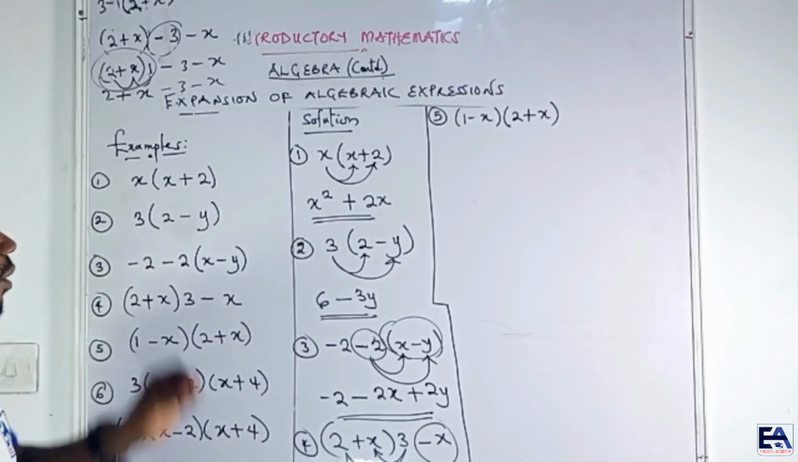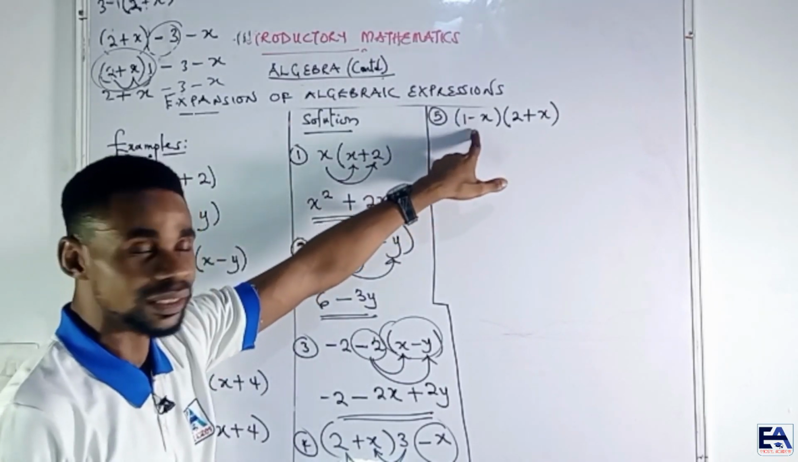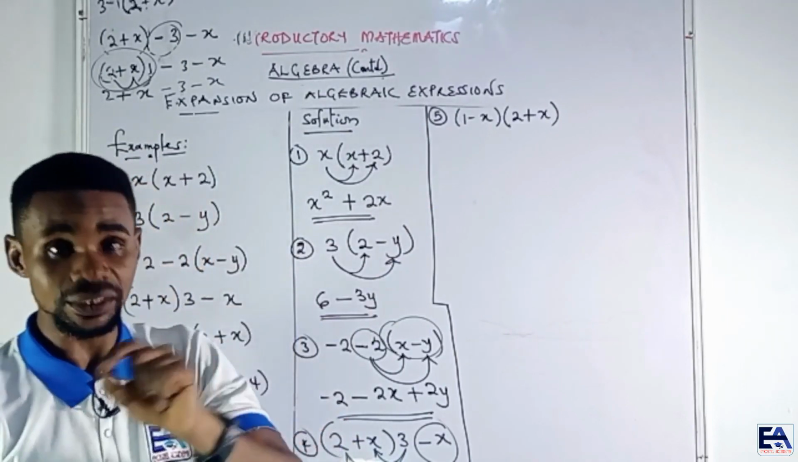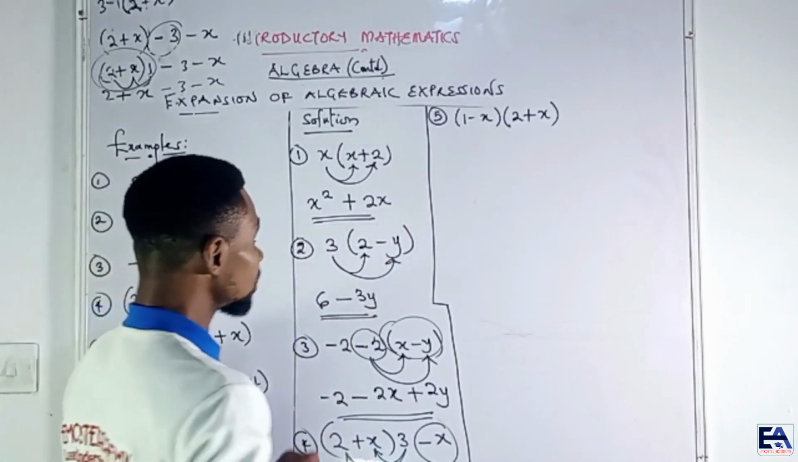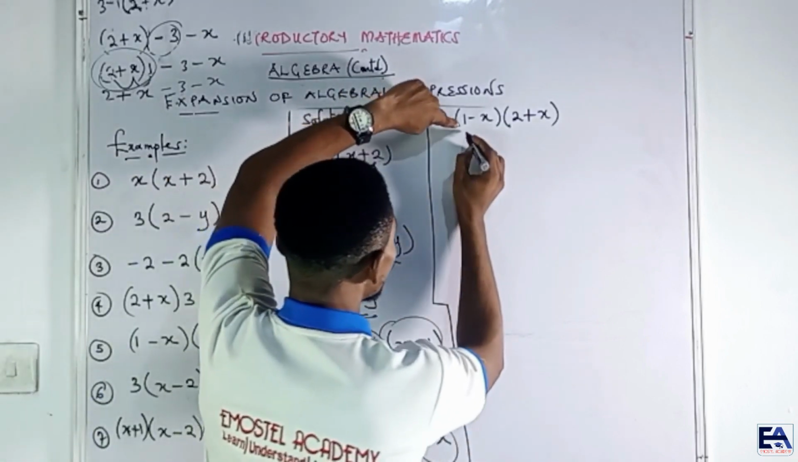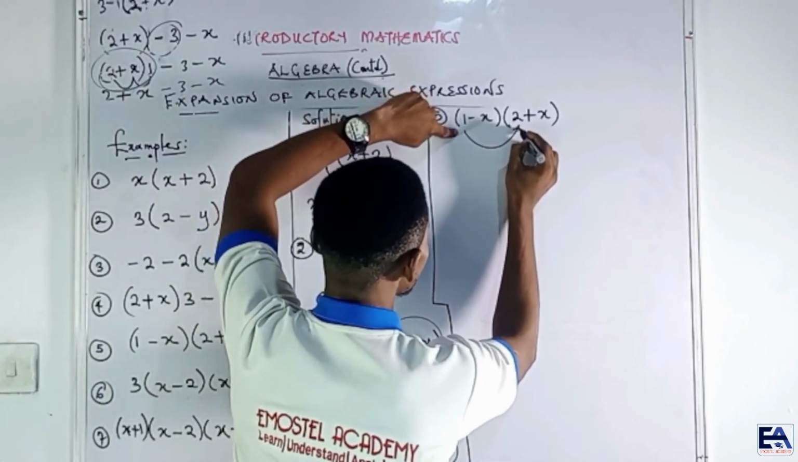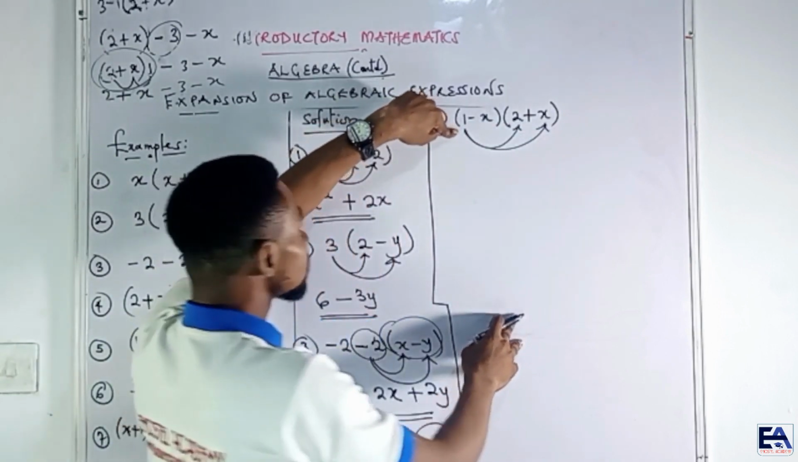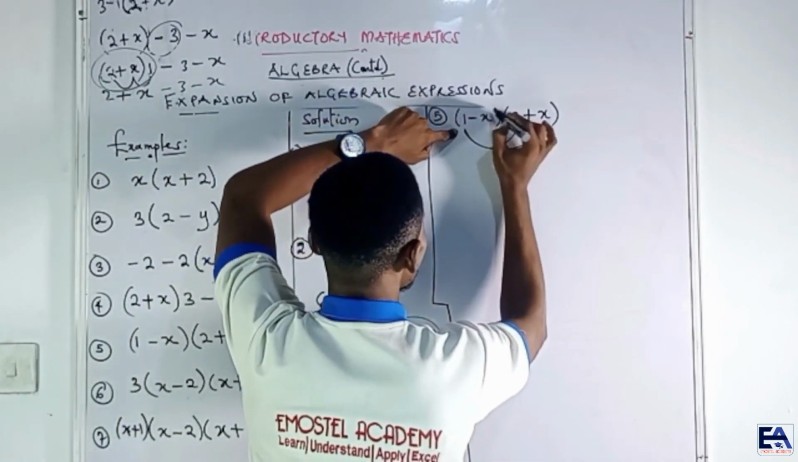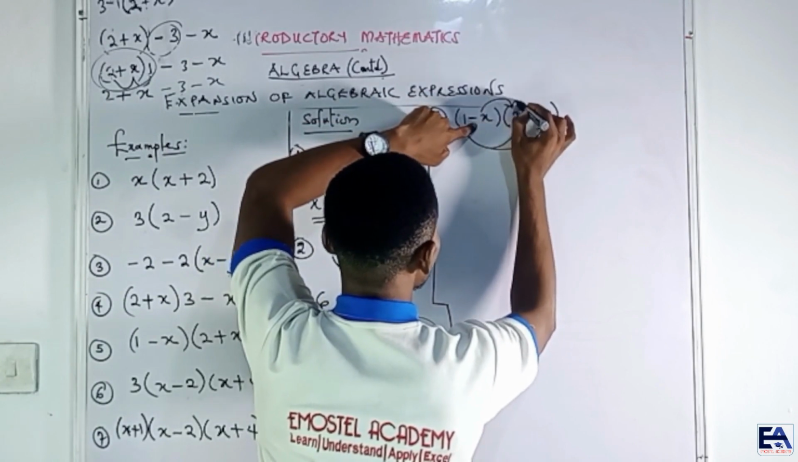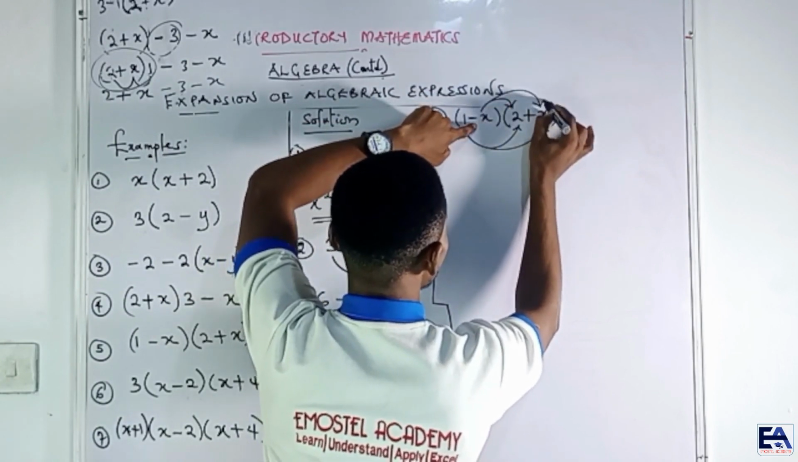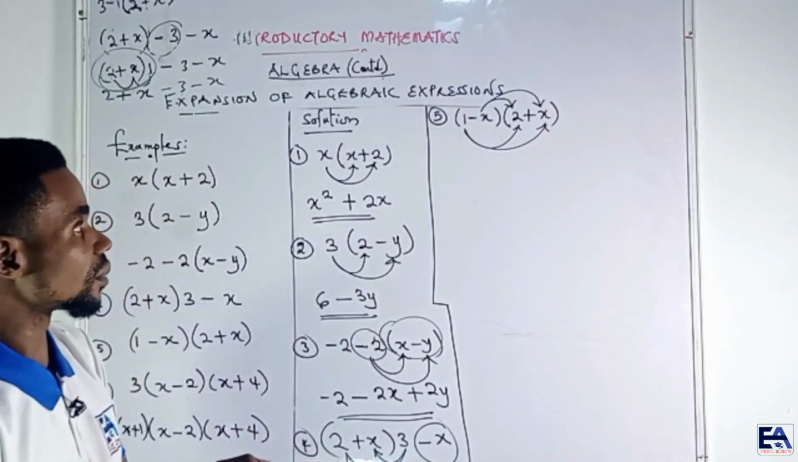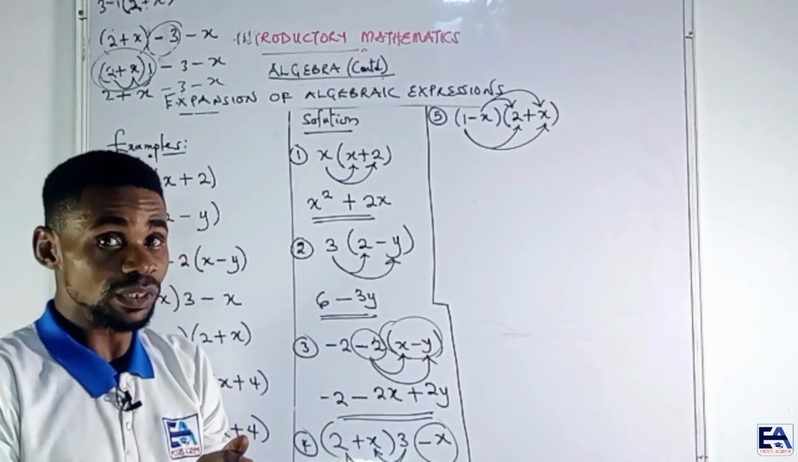Only that the numbers that are inside the brackets will take their turns in multiplying. They will take their turns, okay? For instance, we will start with 1, okay? 1 times 2, and the same 1 times x. All right? And then we continue with minus x times 2 and the same minus x times x. So they will take turns in terms of the multiplication, okay?